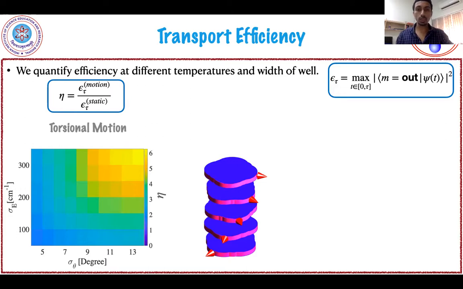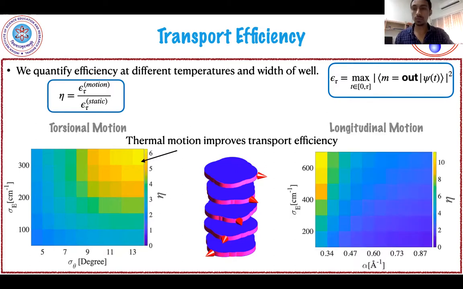And here I will show some of the results that I obtained for some parameters. For example, for torsional motion, in this figure, sigma e on the y axis is the localization strength, right? That is the distribution of energy, and larger sigma e means localization is more, trapping is more, and sigma theta is the angular distribution. As I showed in the last slide, if I increase sigma theta, I am increasing the width of my well, right? And these colored boxes are the relative efficiency. So you see that the relative efficiency is everywhere greater than one. That means the efficiency when the molecules are moving is larger than the efficiency when the molecules are static. So thermal motion helps in improving the transport efficiency, right?